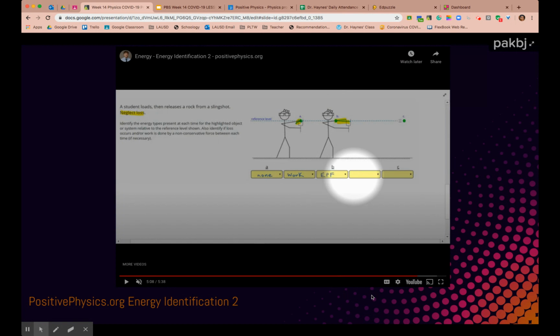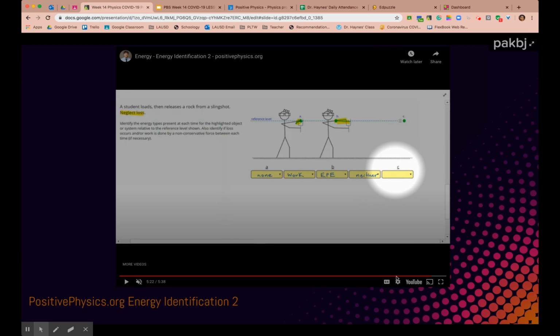Now between points B and C, all the person does is let go. So when you just release something, you're not actually putting in work. So you have neither. There's no work and there's no loss because they said neglect loss. So pay attention when problems say neglect loss. If they don't say neglect loss, that means you have to count it. But if they say neglect loss, that means you don't add loss into the problem at all.